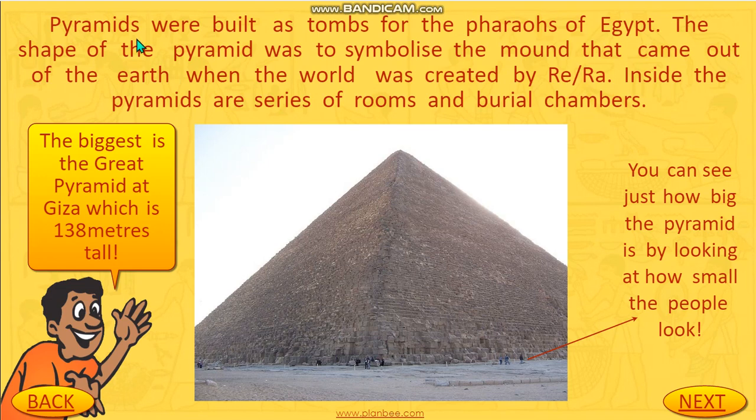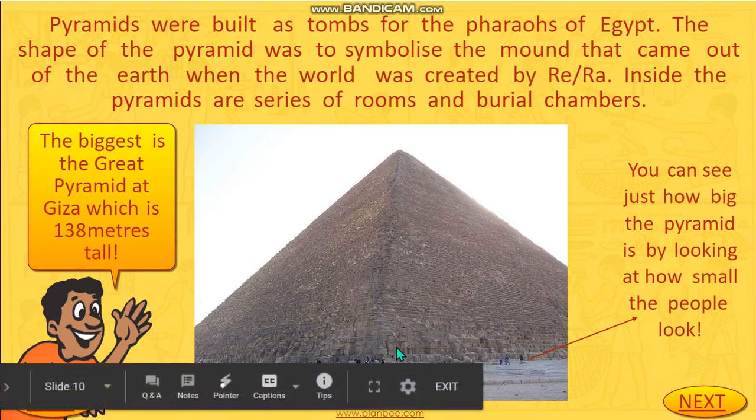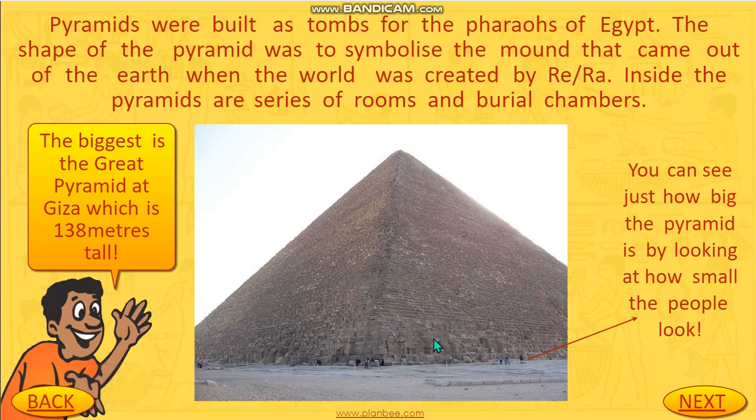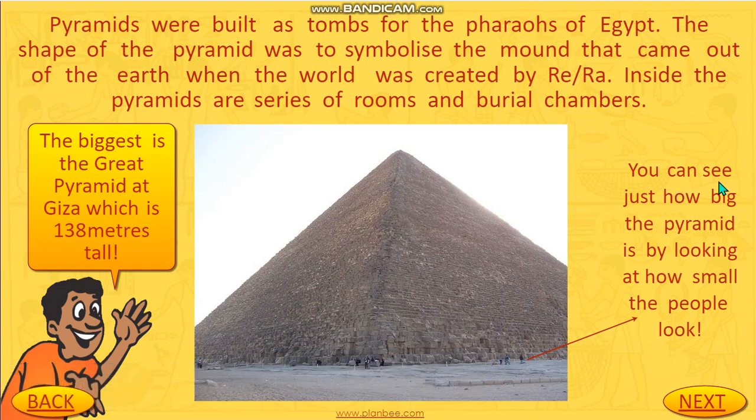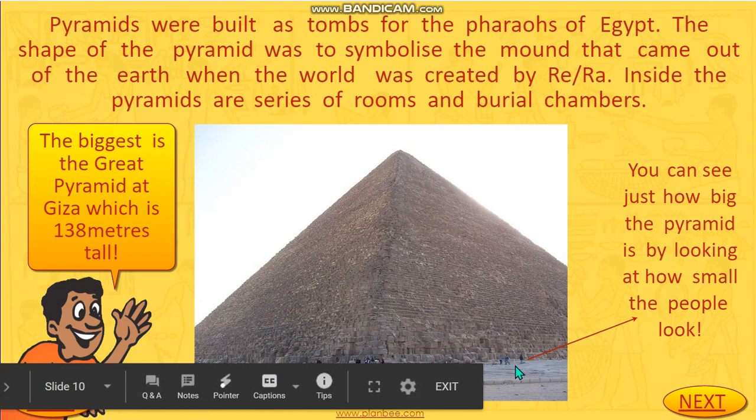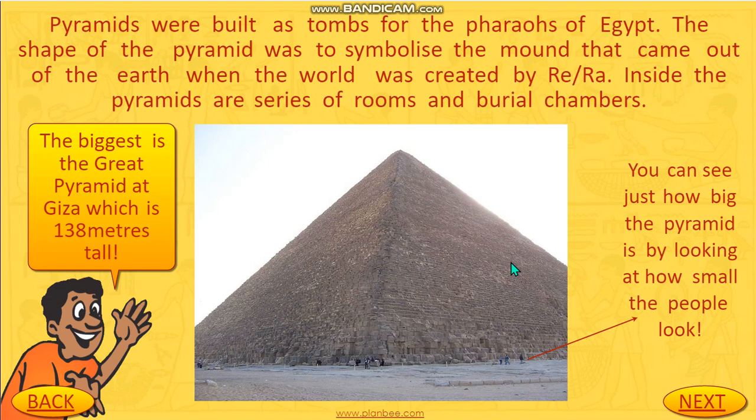And it's also estimated 2.3 million stone blocks. So can you imagine all these stone blocks? 2.3 million. Wow, that's a lot. So as you can see here, you see how big the pyramid is by looking at how small these people are. Alright, so if you can see those people at the bottom.